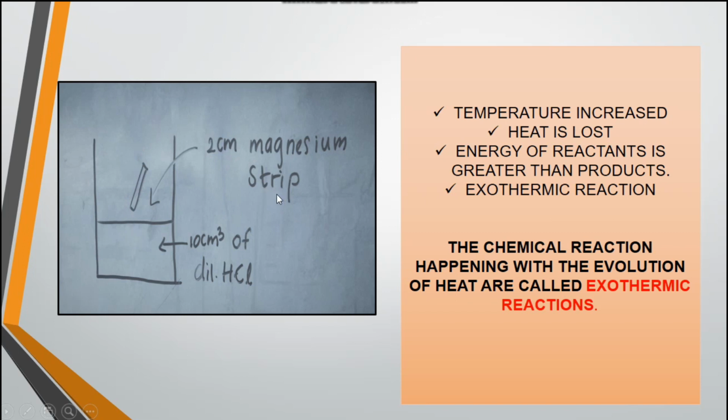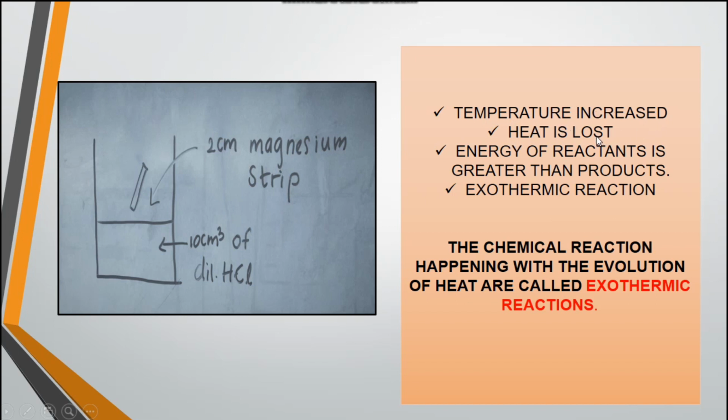Then the magnesium and hydrochloric acid will react together. After they react, we'll record the temperature again. Now in this instance, the temperature has increased. That means after adding the magnesium strip to the dilute hydrochloric acid, the temperature has increased. As I told you before, the temperature has increased means the heat is lost.